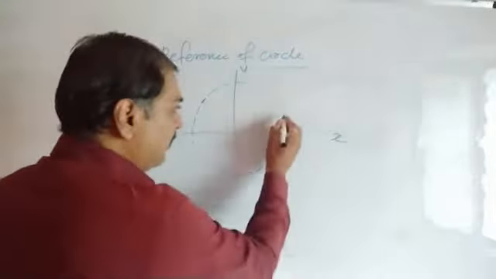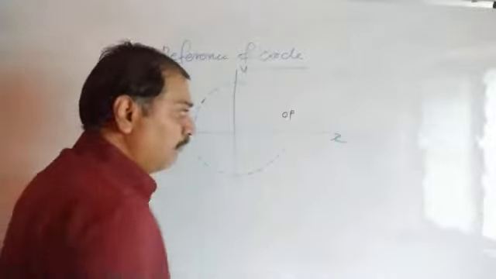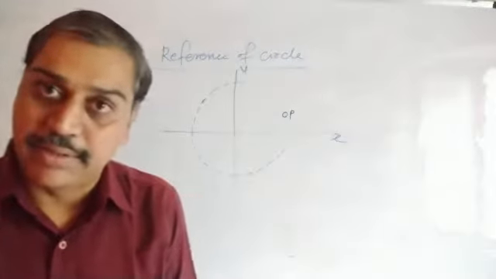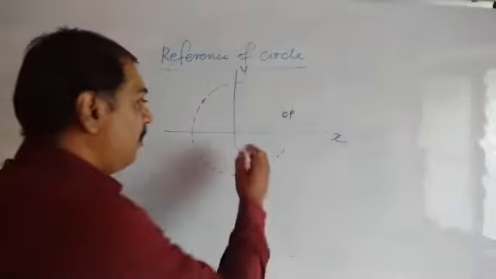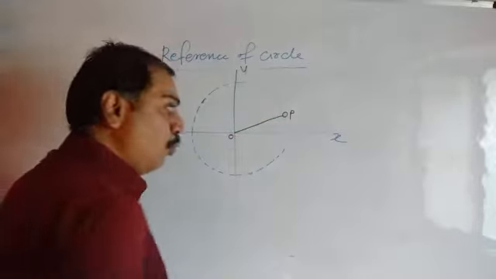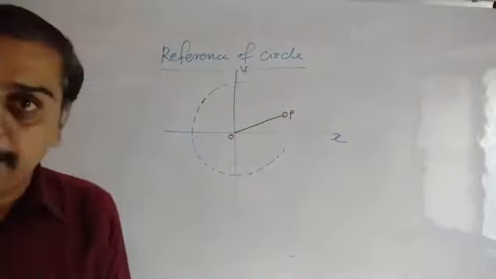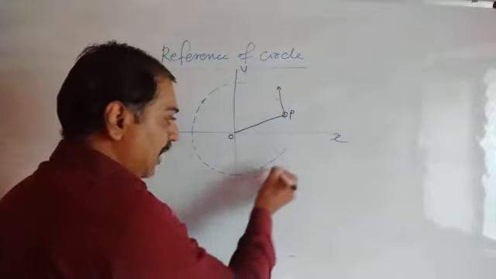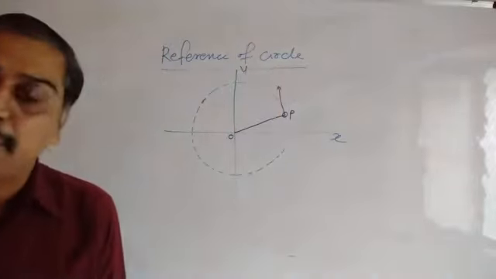Suppose this is a particle P. What we have done is drawn one line from the center of this circle, that is O, to the point P. This is the position of particle P. Particle P is moving in an anti-clockwise direction. It goes like this, again comes like this, again goes like this. Such a type of motion it is.